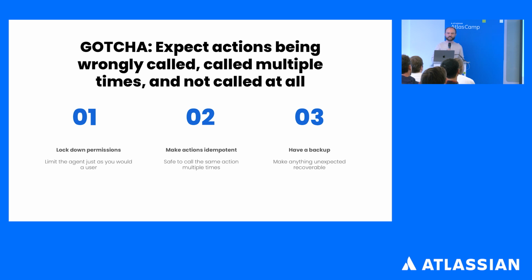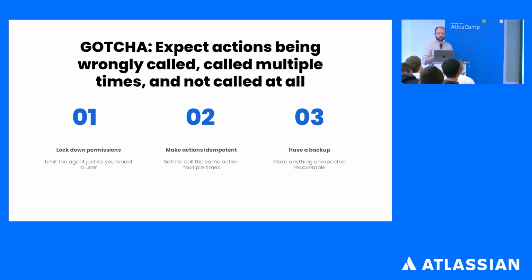This is a big gotcha as well, especially for the more powerful agents that can start to manipulate data. You can prompt some of this out, but you need to expect that your action is going to be wrongly called at some point. It's going to be called multiple times when it should be called once, or it isn't even called at all. And you need to code defensively for that. So think about the permissions. Of course, we have the permission schemes available through Forge for us to use here, and limit the agent to what it can do, just as you would do for a user.